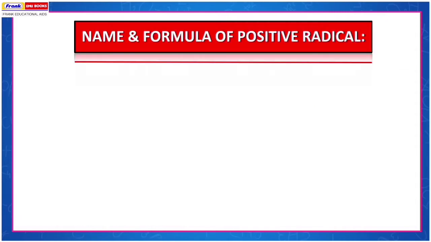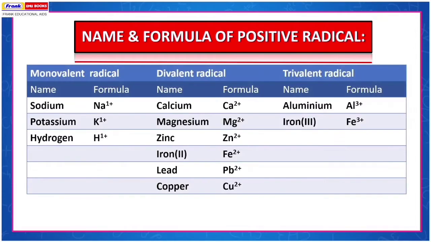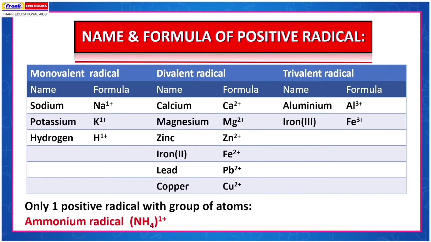Name and formula of positive radicals. Monovalent radicals, some examples are sodium Na+1, potassium K+1, hydrogen H+1. Divalent radicals, some examples are calcium Ca+2, magnesium Mg+2, zinc Zn+2, iron 2 Fe+2, lead Pb2+, copper Cu2+. Trivalent radicals, some examples are aluminium Al+3, iron 3 Fe3+. Only one positive radical with a group of atoms, that is the ammonium radical NH4+1.